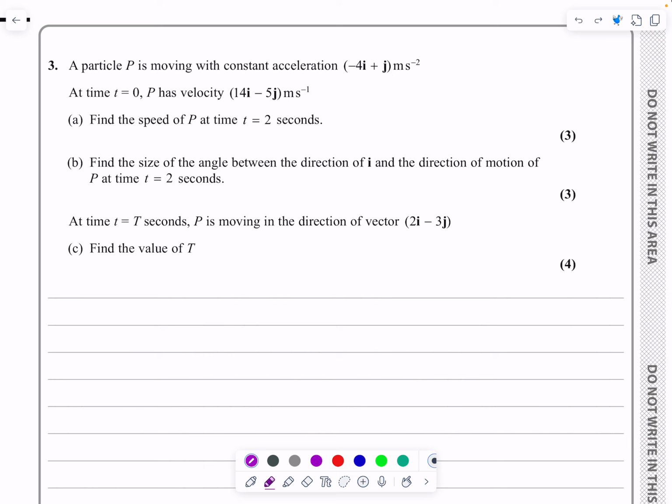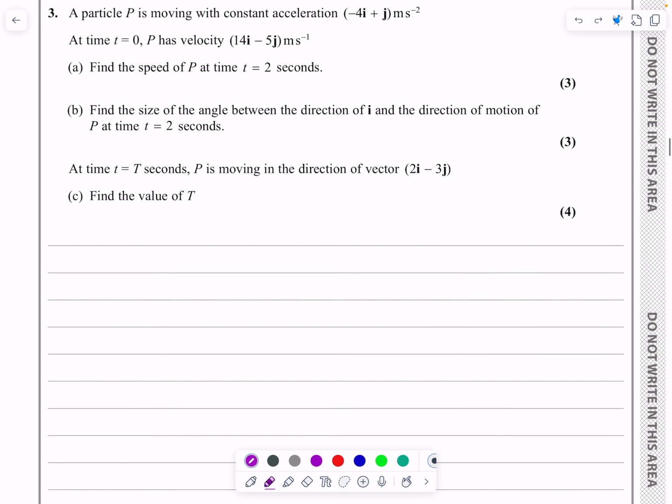It says particle P is moving with a constant acceleration of minus 4i plus j. At time t equals 0, the velocity is 14i minus 5j, so that's going to be my u. And it then asks, can we find the speed at 2 seconds? So yeah, absolutely we can.